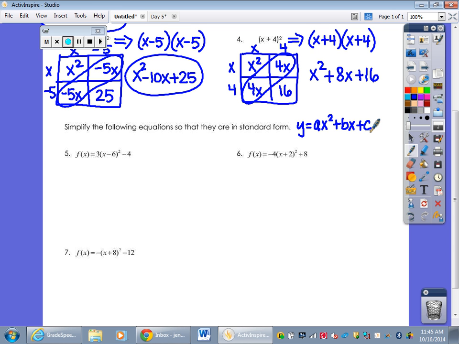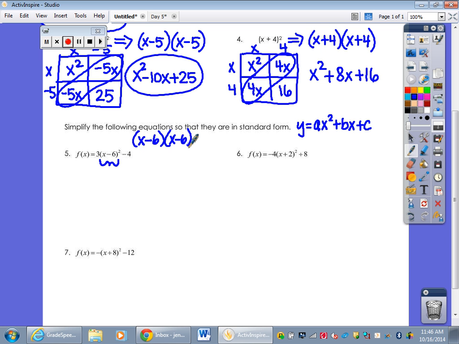So in order to do that, you have to notice, you have to multiply first. So I'm going to have to take that x minus 6 squared, and I'm going to have to make that x minus 6 times x minus 6, which is what we just got through doing up there.